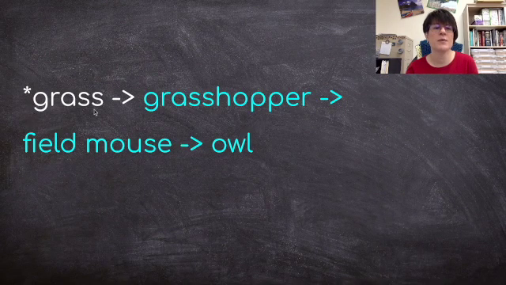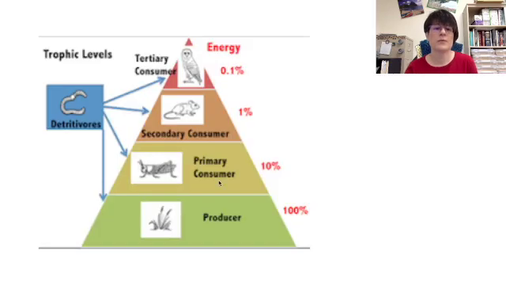We start with the grass. The energy from the grass goes to the grasshopper. So the arrow always points in the direction of energy flow, okay? What is eating the previous thing? Then from the grasshopper, the energy goes to the field mouse. And from the field mouse, the energy goes to the owl. And we can see that in this: producer, grass, grasshopper, field mouse, owl.